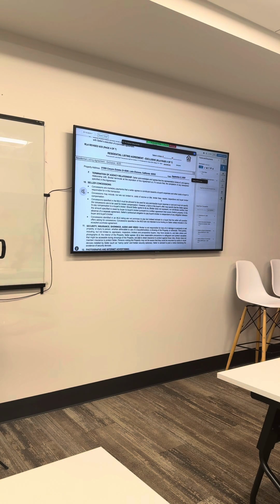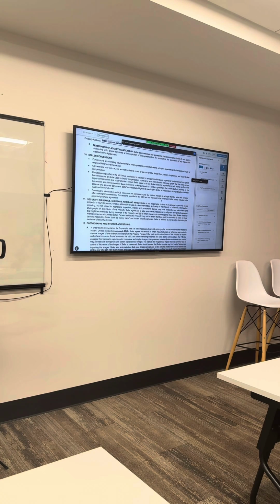Seller concessions. Concessions are monetary payments. Concessions like closing costs, concessions like repairs, or a credit in order to buy down the rate, things of that nature, in order to make it easier for the buyer to buy the house.